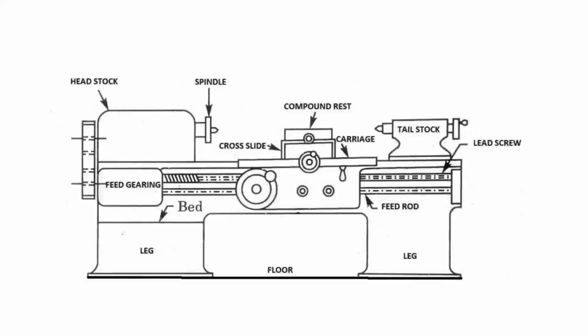Is it clear? So there are two guideways which are provided on the bed. One is the inner way, another is the outer way. And what is the use of it? The tailstock slides on it, as per the adjustment for the machining of the workpiece.